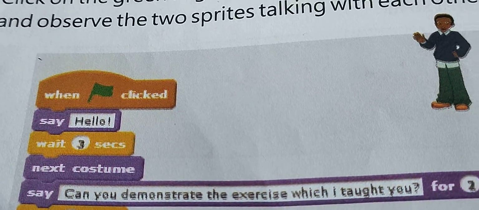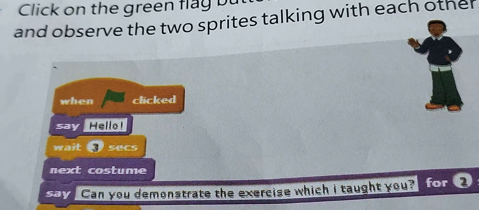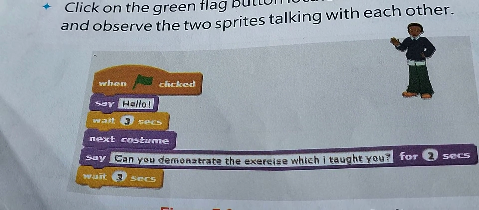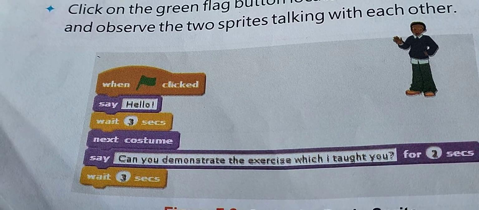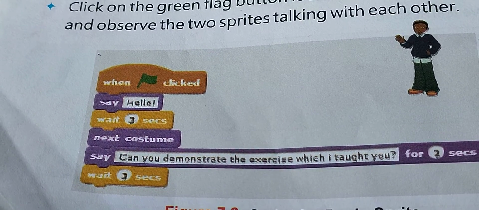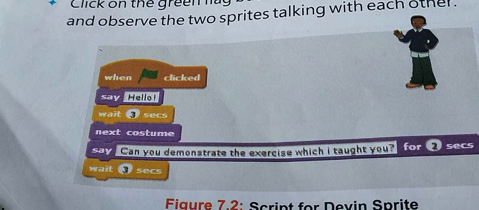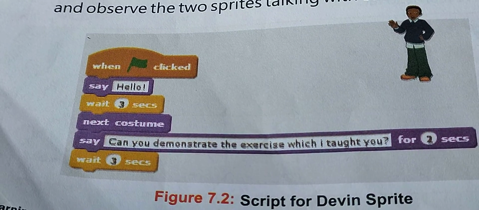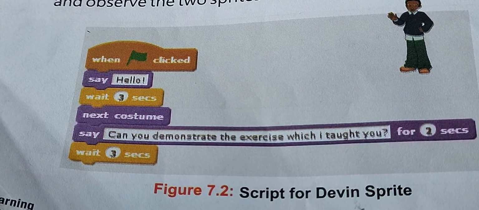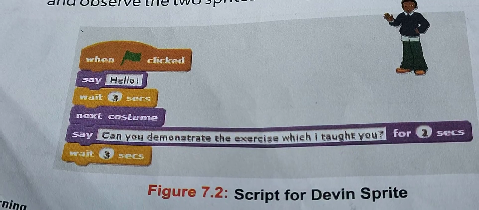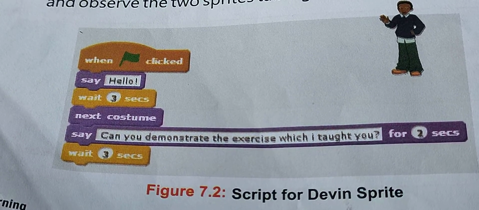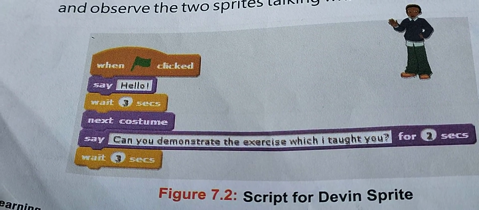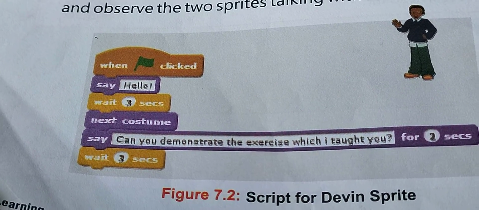The green flag is there. When we click on it, the program works and the sprite moves. So when we click on the green flag, the sprite says hello, and then the next coding is wait for 3 seconds. Then the next costume, that means the new sprite, says, can you demonstrate the exercise I taught you? And it keeps saying it for 2 seconds. And then the next command is wait 3 seconds, so the sprite waits for 3 seconds.